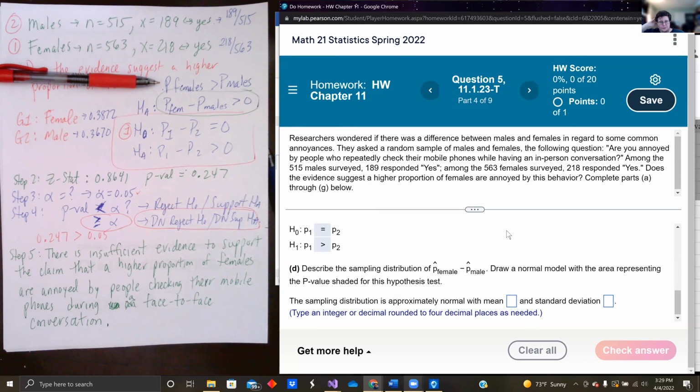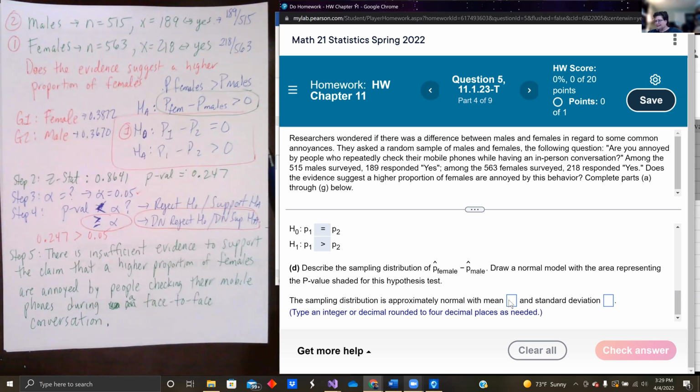Describe the sampling distribution of female minus male. Well, it should be normal, because that's what we just did these tests for. The test we did on the other page should be approximately normal. That is the only option on there. Why does it say describe the sampling distribution if they're going to do it for me? The sampling distribution is approximately normal with mean and standard deviation.